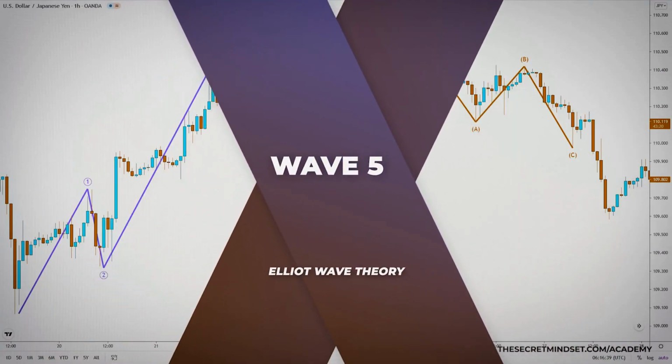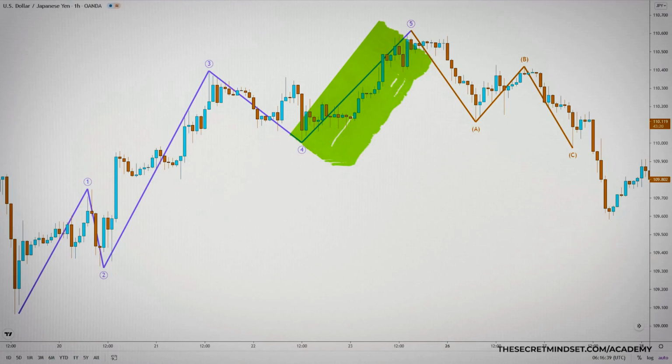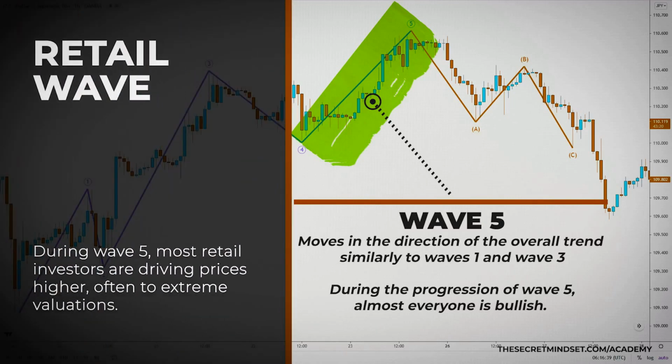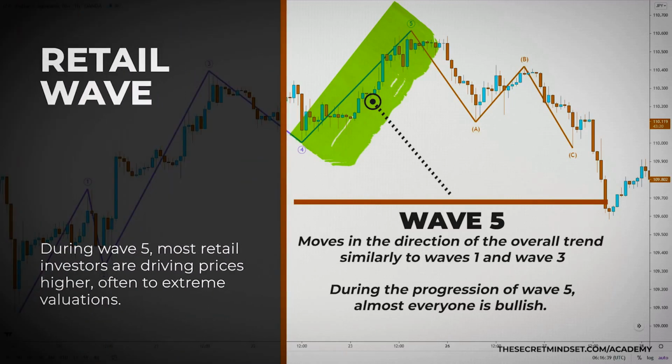Wave 5 is the final leg within the Elliott wave impulse sequence. It moves in the direction of the overall trend, similarly to wave 1 and wave 3. During the progression of wave 5, almost everyone is bullish. Wave 5 is often considered a retail wave because it is during this time when most retail investors are driving prices higher, often to extreme valuations.